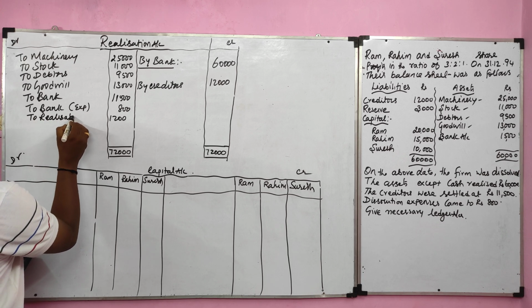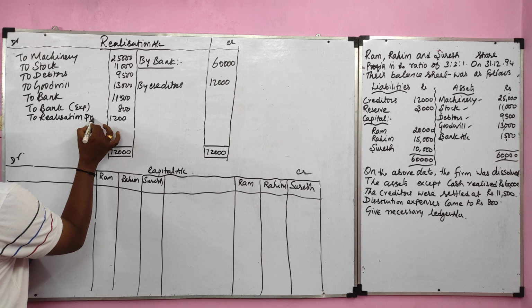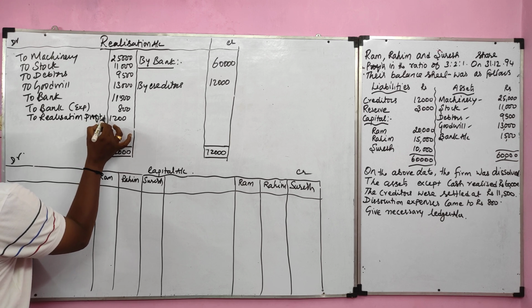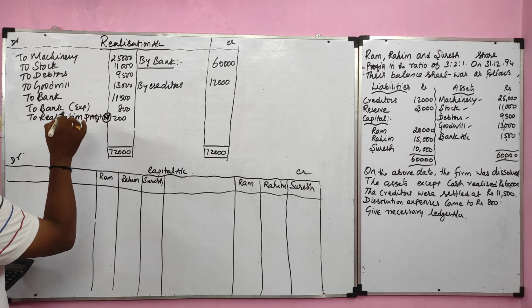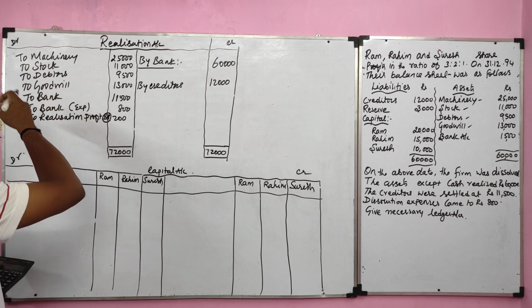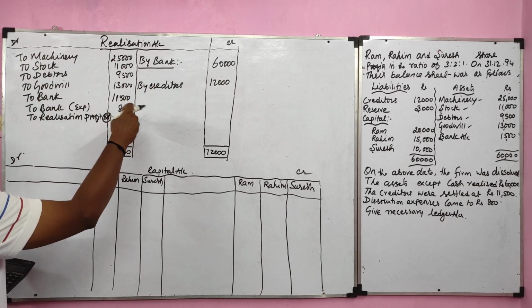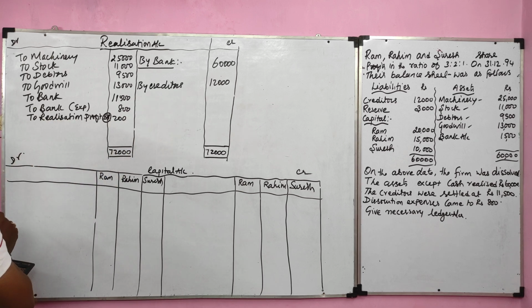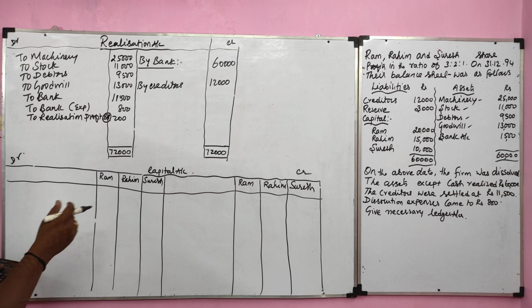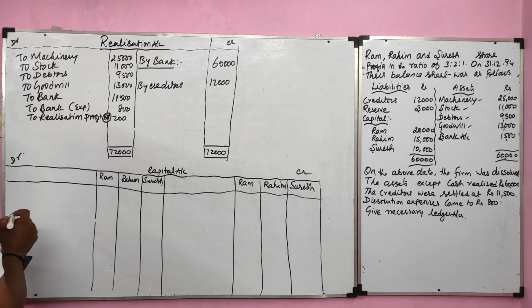In this problem, the credit side of the realization account is heavier than the debit side, so the realization profit is recorded on the debit side. Sometimes the debit side value is heavier than the credit side. At that time, the realization loss is recorded on the credit side. First, we should divide this realization loss among Ram, Rahim and Suresh in the ratio of 3:2:1.